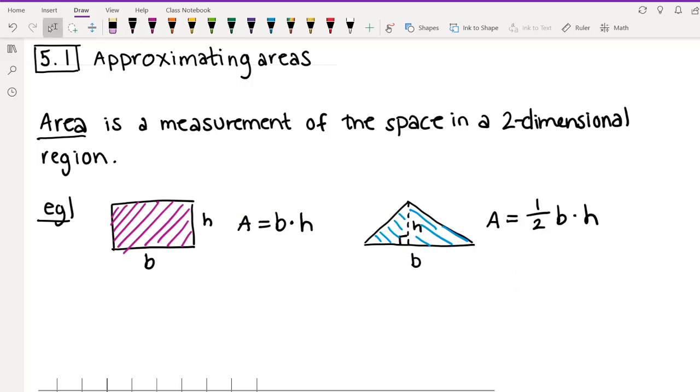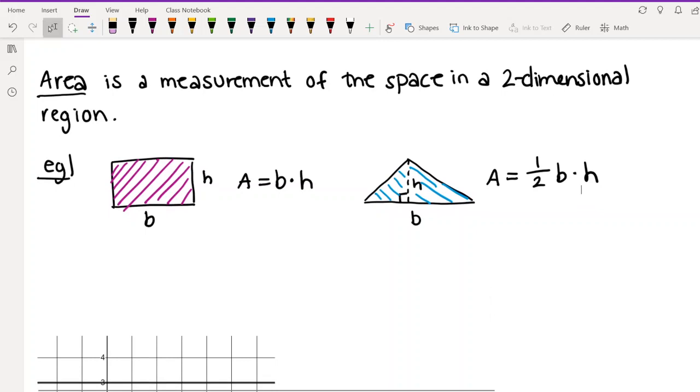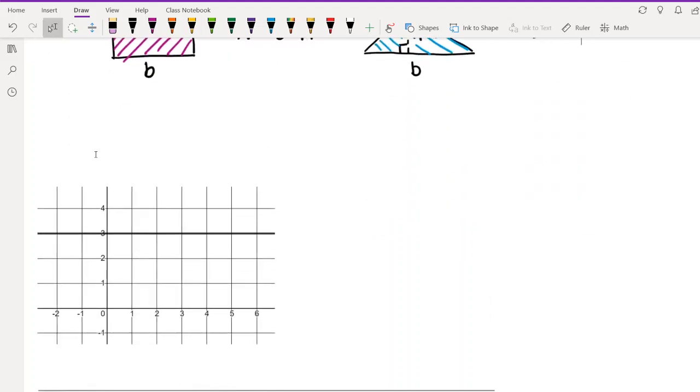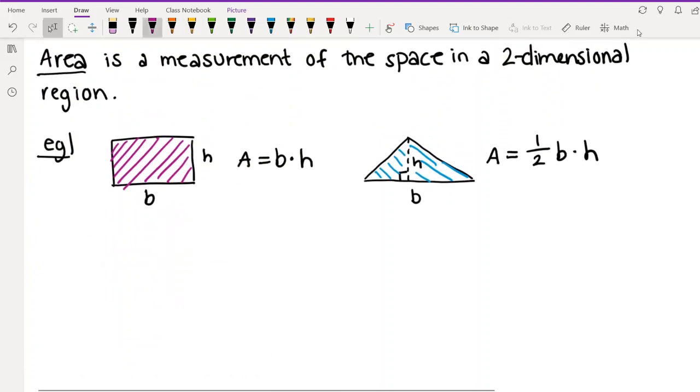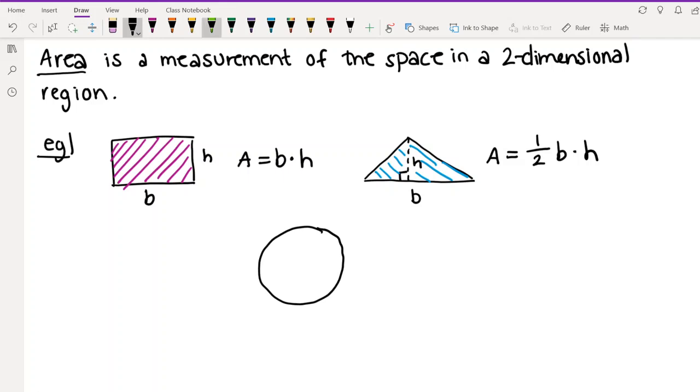And just to throw in one more example, you could also look at the area of a circle. Let me just scooch this down. So a circle, how do you find the area of a circle? Well, you have to measure the radius of the circle, right? The radius is the distance from the center out to any point on the circle, and the area is equal to pi r squared.